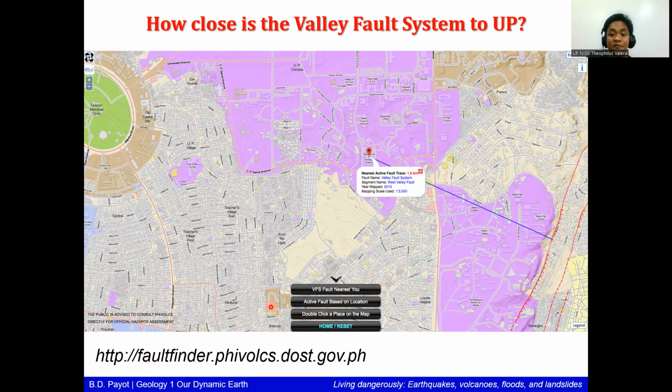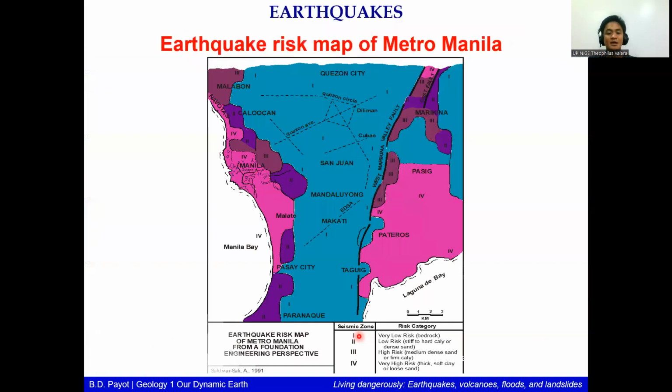So, kung distance from the fault lang yung tinitingnan, you can look up yung fault finder, finder.phivolcs.dost.gov.ph. Yeah, it will give you the distance from the active fault. It's also integrated na sa Hazard Hunter PH. Yeah, ito yung earthquake risk map ng Metro Manila.